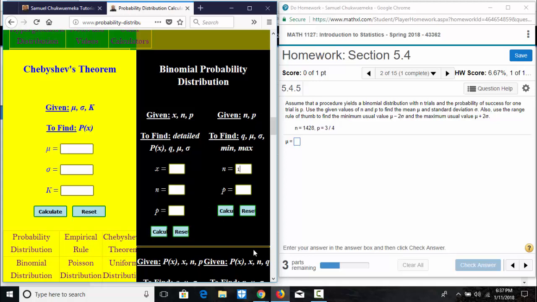So n is 1428, p is 3/4, which is 0.75. You want to convert this to decimal always. This calculator will only work if you convert it to decimal. Okay, and you press calculate.